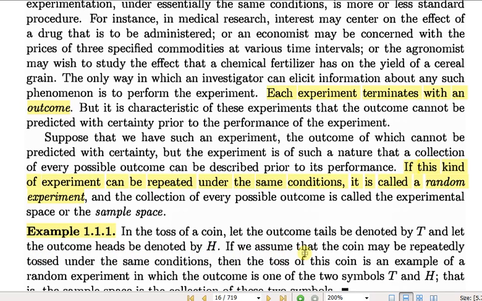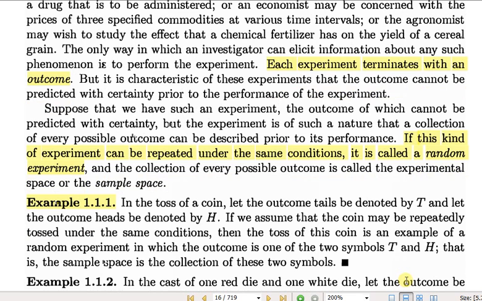If we assume that the coin may be repeatedly tossed under the same conditions, then the toss of this coin is an example of a random experiment in which the outcome is one of two symbols, T and H, tails and head. That is, the sample space is the collection of two symbols. It is an example of a random experiment. We have sample space of two symbols, T and H.